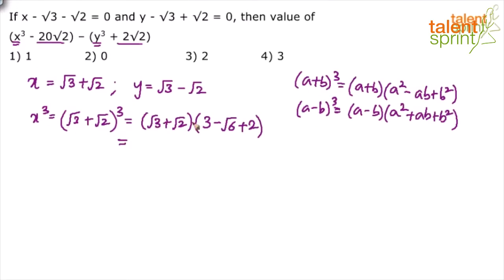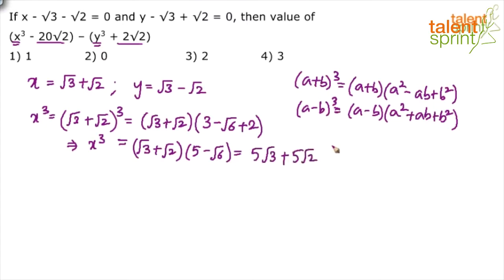So this is what? Root 3 plus root 2 into 3 plus 2 is 5 minus root 6. So what is x cube? x cube comes out to be, I think this is going to be lengthy, right? 5 root 3 plus 5 root 2 minus root 18 minus root 12. No, I am not very happy with this expansion, because taking it as a plus b into a square minus ab plus b square will of course give you the answer, but it is not the best way. We can try the other one out, right?